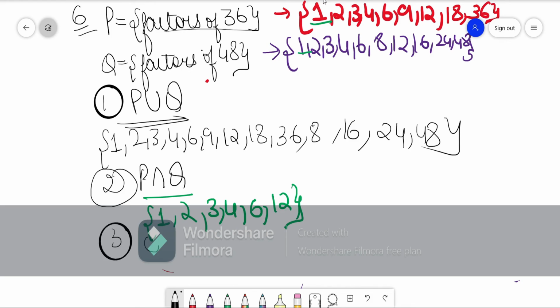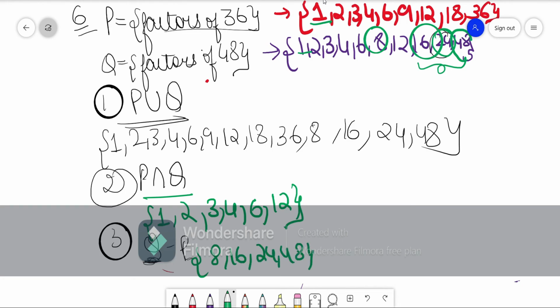Third part is Q minus P. Now Q minus P means all the elements that are in Q but not in P. So what elements are in Q that are not in P? 24, 48, right? 16 also. No, these are not present in P. 8 also. So write all those elements: 8, 16, 24 and 48. Correct? Next part is, let's see the fourth part.